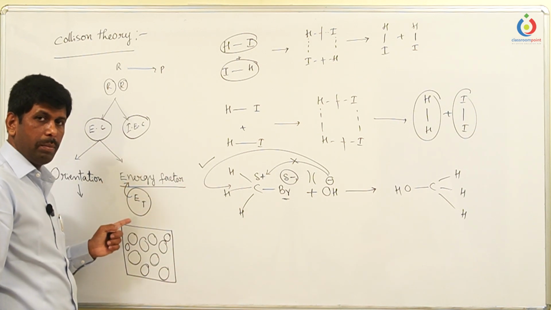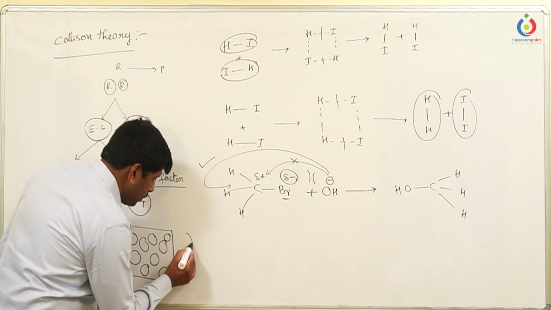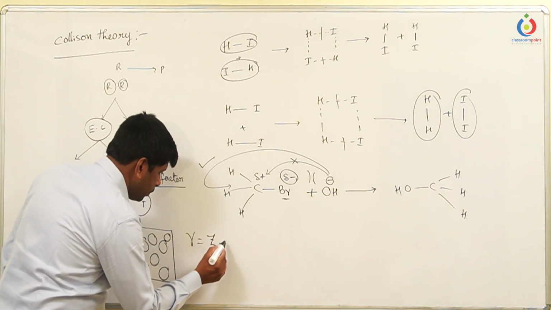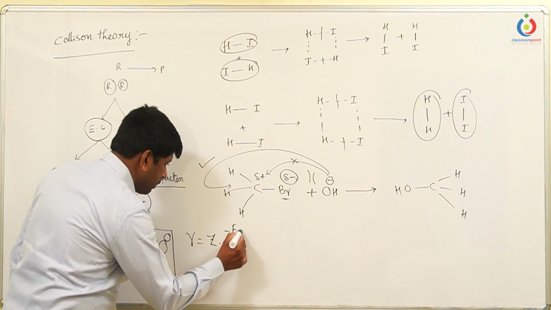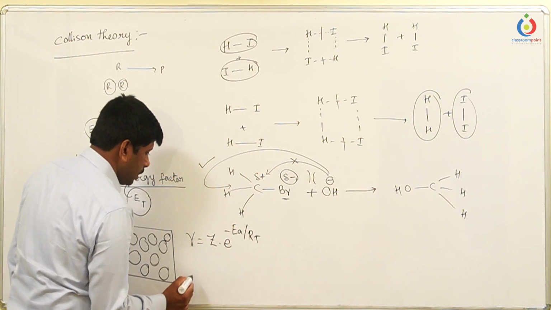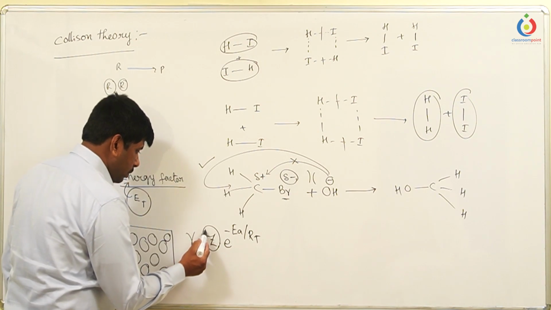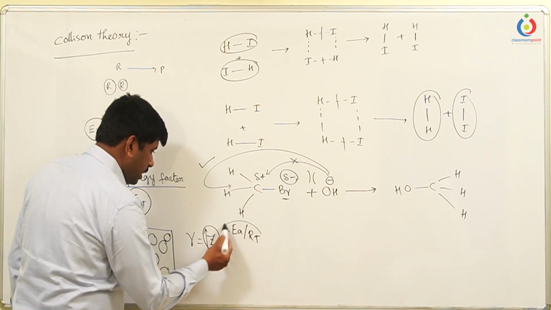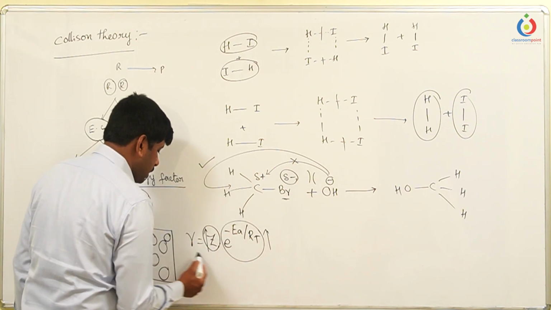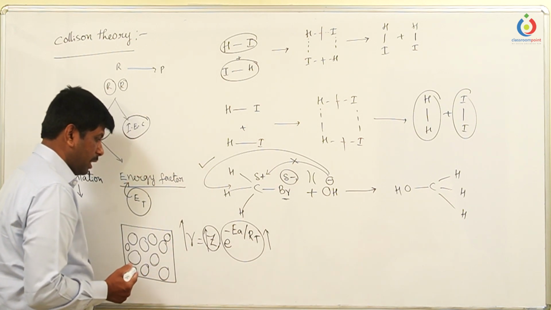So these are all related by an equation. Rate equals Z into e power minus Ea by RT, where the Z value tells about the collision frequency. So once the collision frequency increases and this value also increases, then the rate of reaction increases.